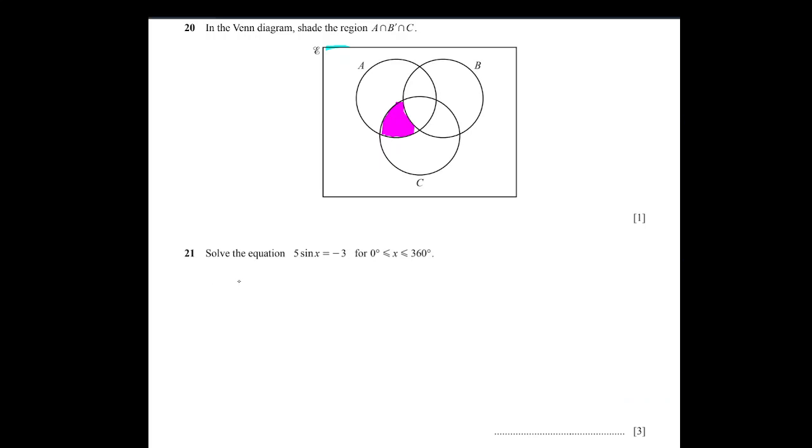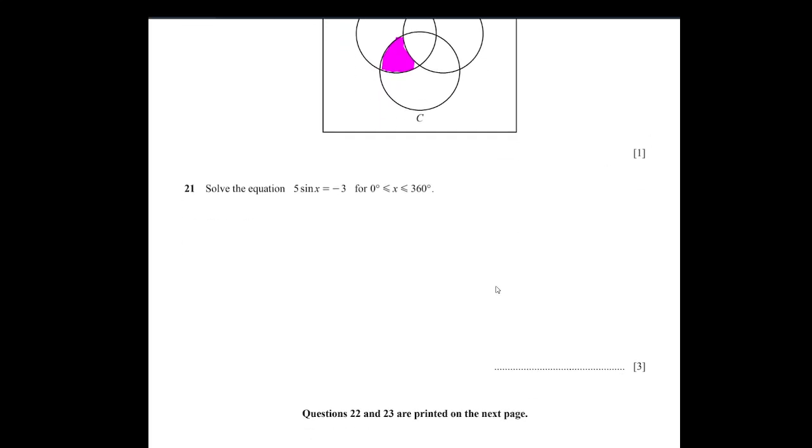Question number 21. Solve the equation 5 sin x is equal to minus 3 for 0 less than or equal to x less than or equal to 360. We need to find the value of x, that is the angle. Okay, so take the equation first. 5 into sin x is equal to minus 3. So sin x will be, bringing 5 to the other side, it will be divided by 5. Then x will be sine inverse of 3 by 5. We cannot take negative because the values of 0 to 360 are taken, not the negative values.